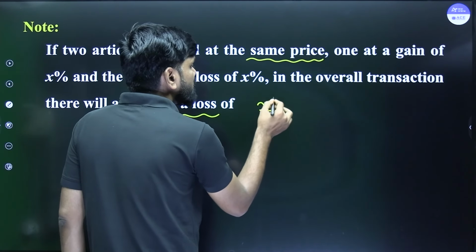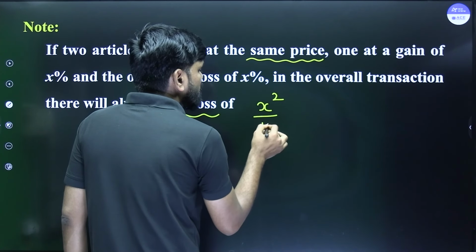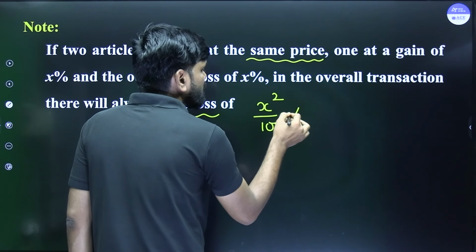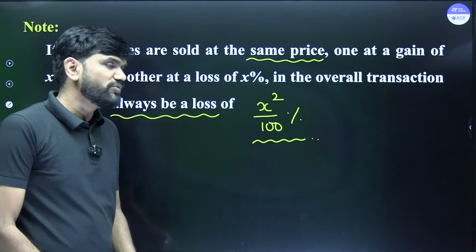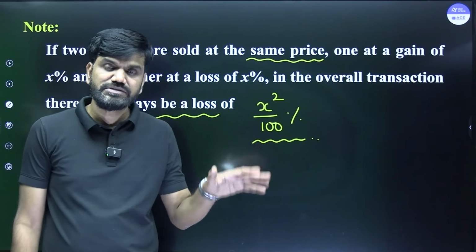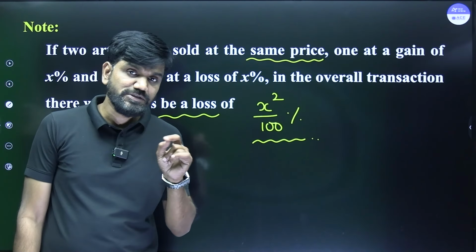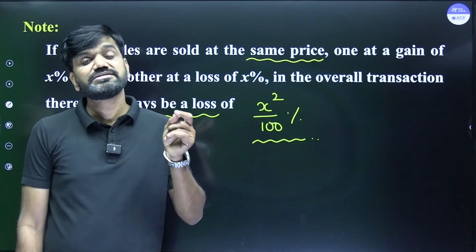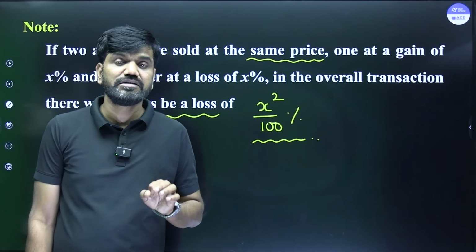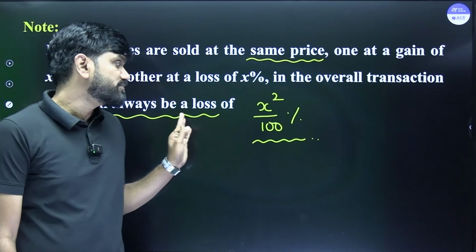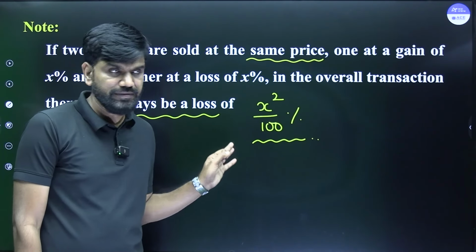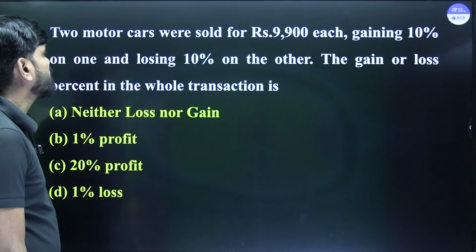X square by 100%. This formula you can remember and apply whenever the selling price of 2 articles is same. If 2 articles are sold at the same price and there is a profit of X% on one article and a loss of X% on the other article, then you can directly use this formula and there will always be a loss. Please keep that in mind.